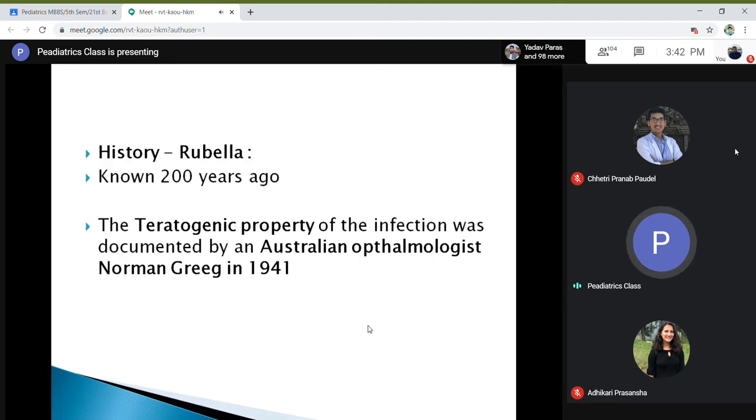If you go back into a little bit of history, it was known about 200 years ago. It was an Australian ophthalmologist, his name is Norman Gregg, in 1941. He came across that this virus has a teratogenic property. That is why we do TORCH infection screening. In TORCH, one is rubella, a teratogenic virus. Isn't it? So that's very important.